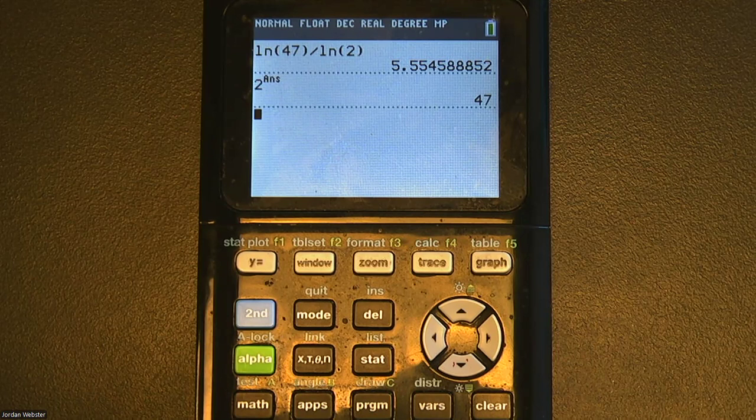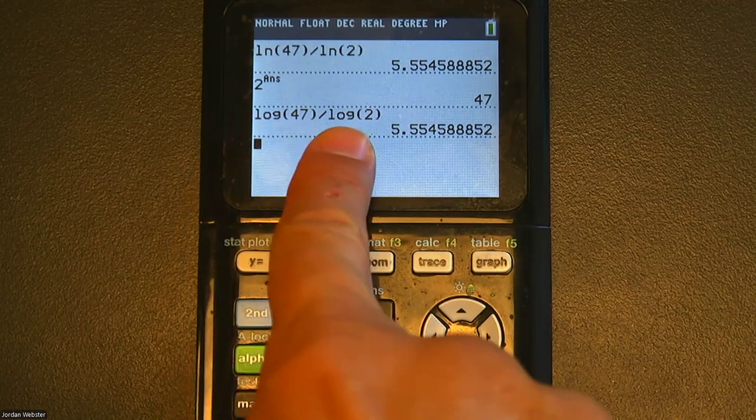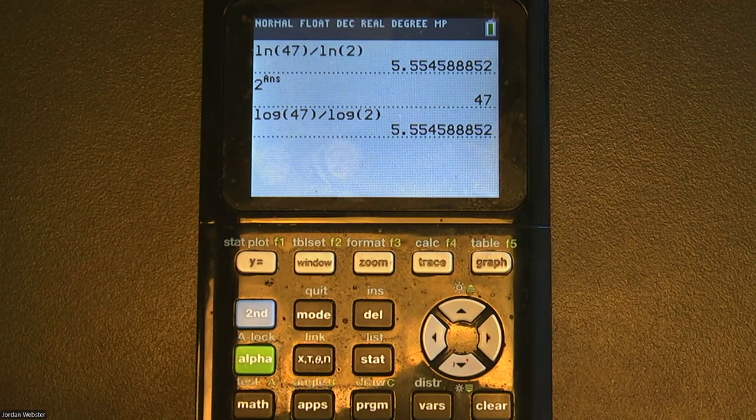2 raised to the answer should give me 47. Okay. I could have also done that with log base 10 as well and gotten the same thing, as long as I take log base 10 on top and bottom, 47 over 2. So that's the change of base rule.